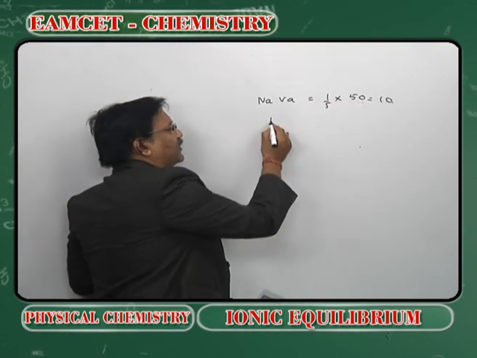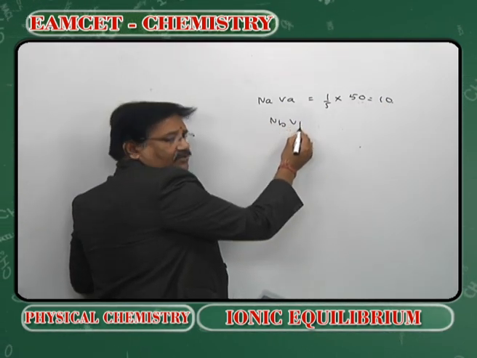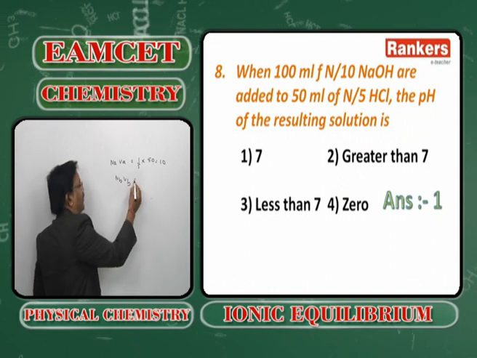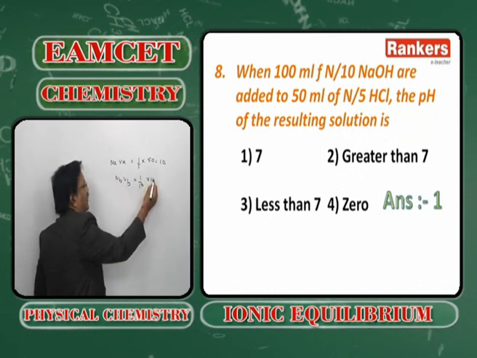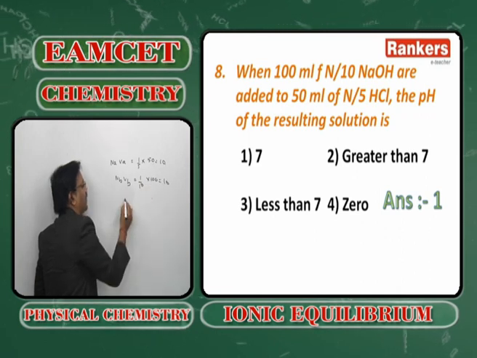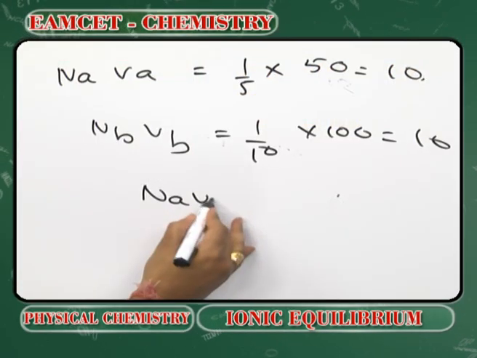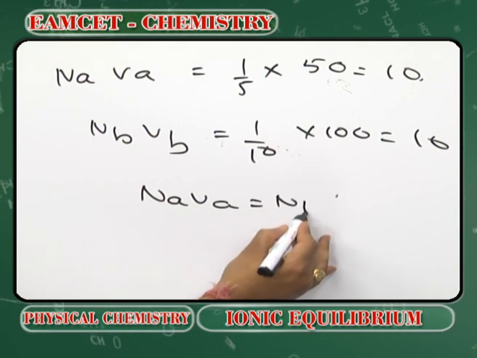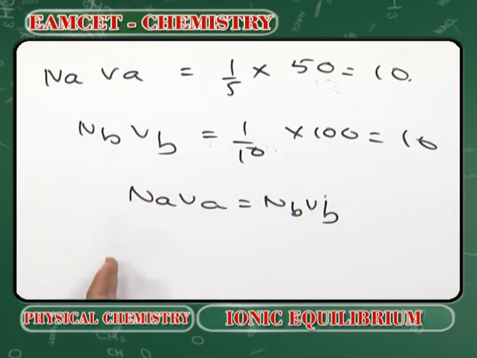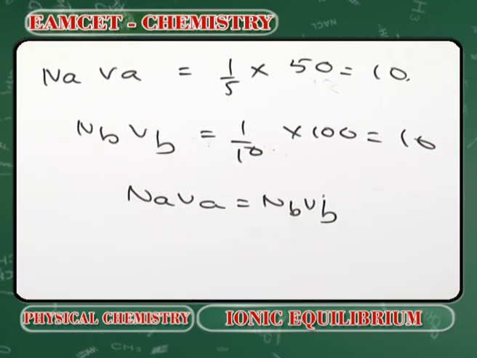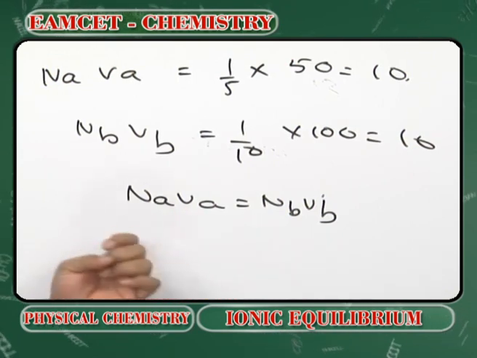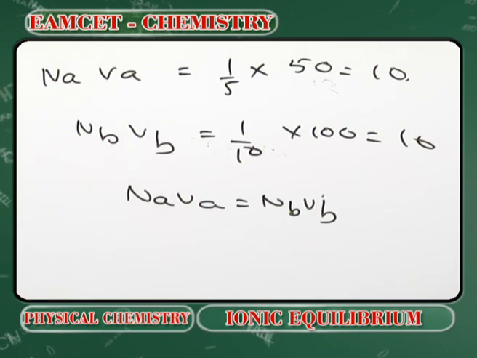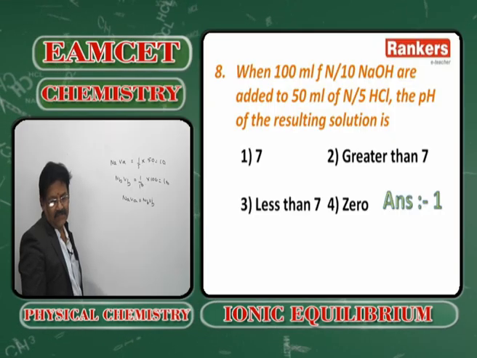What is the NbVb value here? 1 by 10 into 100, which is 10. Since NaVa is equal to NbVb, the number of milliequivalents of the acid is equal to the number of milliequivalents of the base, the solution will be neutral and pH value will be equal to 7. Option 1 is the answer. Next question.